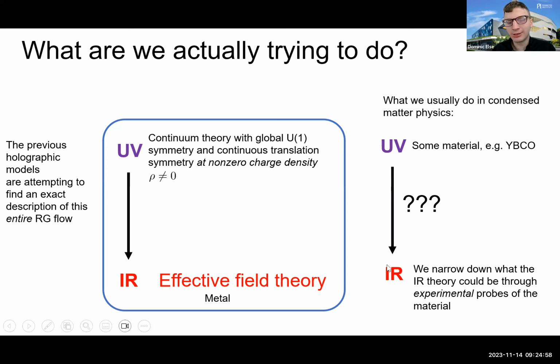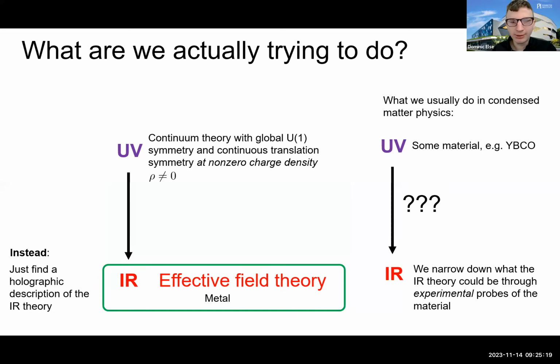But instead, what you can do is say, well, whatever the Hamiltonian is, it's going to flow to some effective IR theory, which governs the low energy dynamics, and then you just try to work out what the nature of that IR theory could be, which ultimately, of course, you have to compare with experiment to see whether it's right or not. So the proposal is that rather than trying to find a holographic description of the whole RG flow, we'll just try to come up with a model of the IR theory from holography and not worry about describing the flow from the UV.